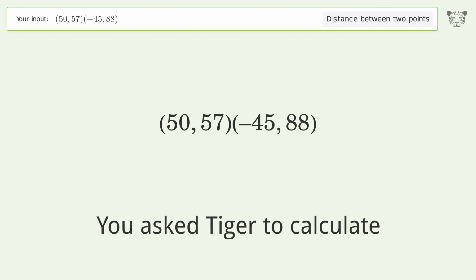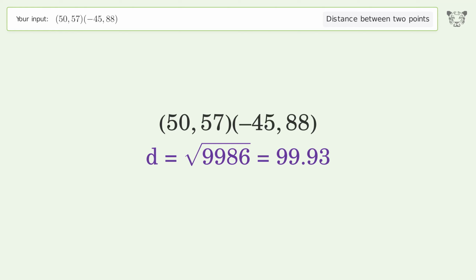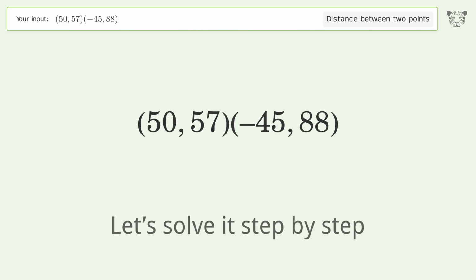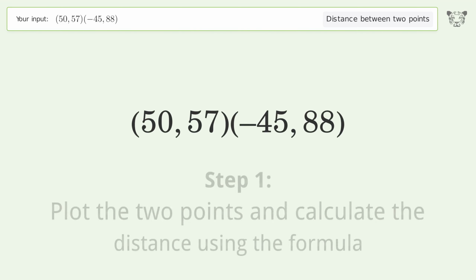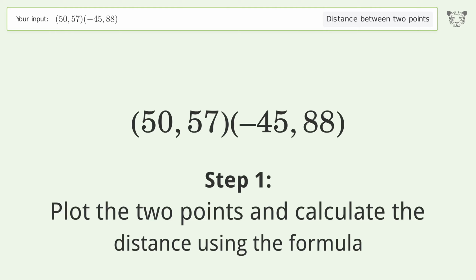You ask Tiger to calculate. This deals with the distance between 2 points. The distance between the 2 points is the square root of 9,986, or 99.93. Let's solve it step by step. Plot the 2 points and calculate the distance using the formula.